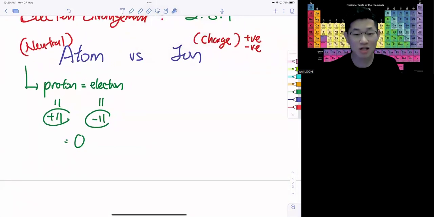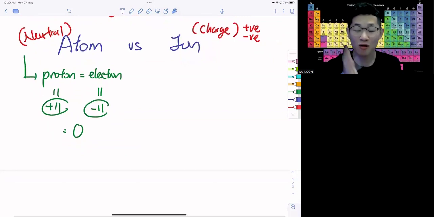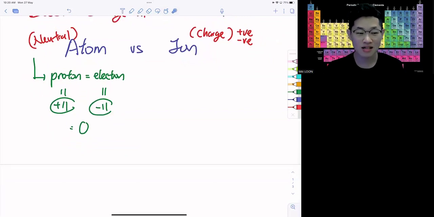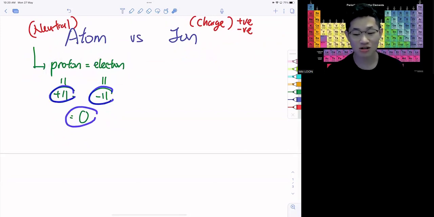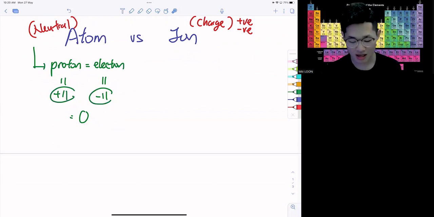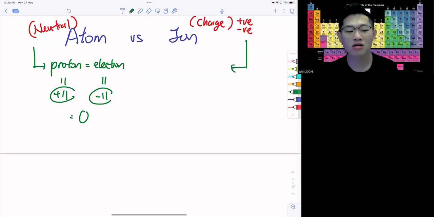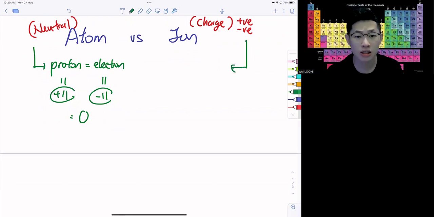Okay, so it is neutral because it's having the same amount of proton and electron. Okay, so 11 proton, 11 electron, positive 11, negative 11, so it equals 0. Okay, it looks like a face here. Then for ion, it is having positive or negative charge.